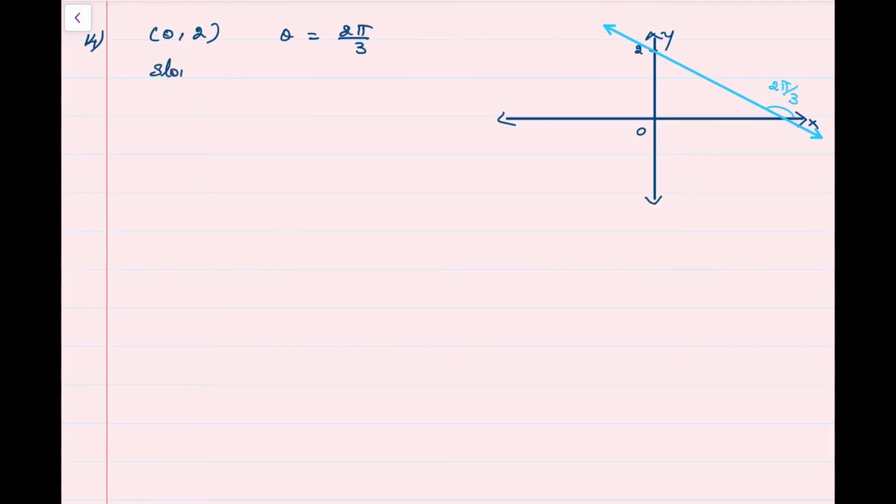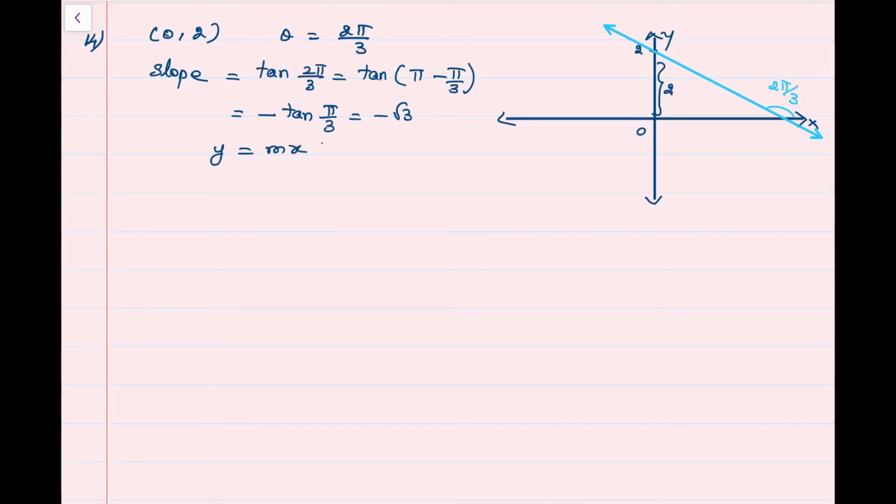Therefore, we will find the slope of the line, which is tan theta, tan 2 pi by 3, which is tan of (pi minus pi by 3). Second quadrant angle, tan is negative. Therefore, it is minus tan pi by 3, which is minus root 3. The y-intercept is 2. We will use the slope-intercept formula, which is y is equal to mx plus c. Therefore, y is equal to minus root 3 x plus 2, as the y-intercept is 2. Therefore, the equation of the straight line is root 3 x plus y equal to 2.